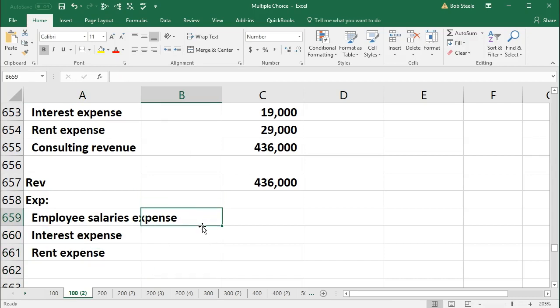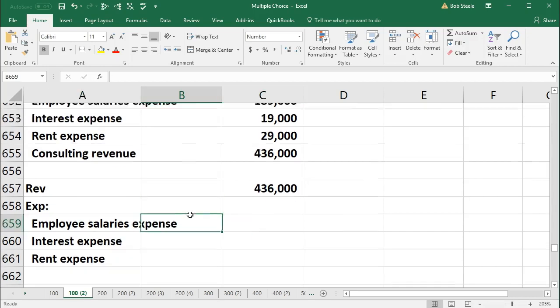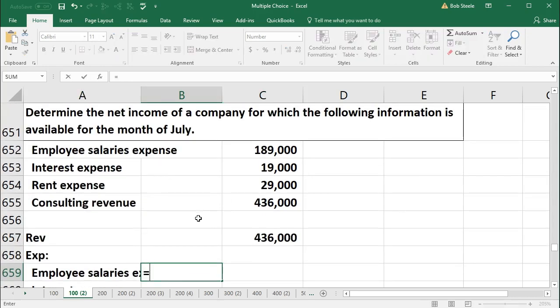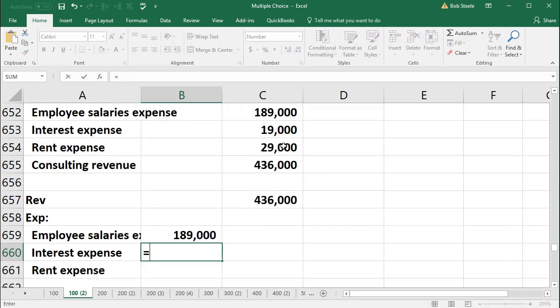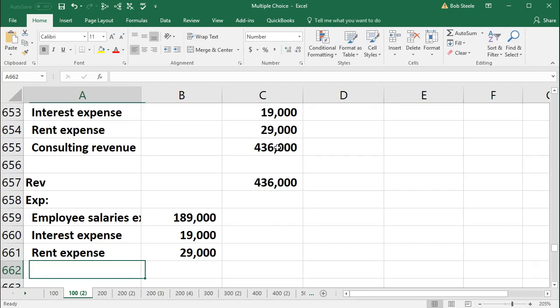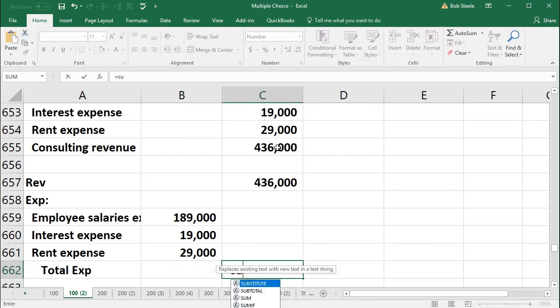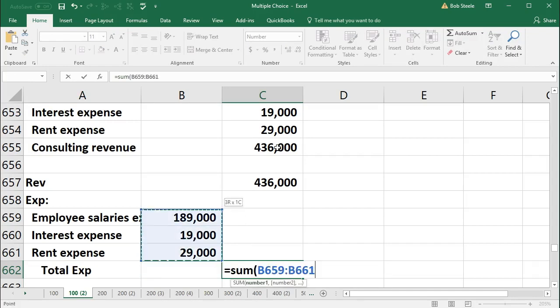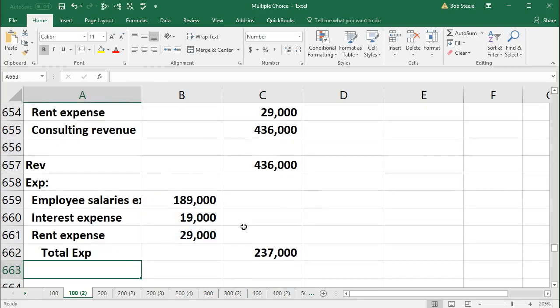But just note, if you put them in this format, then once we have our categories, I'm just going to pull these into the inside so that we're going to bring down the employee salaries. We're going to say that the interest expense was the $19,000 and the rent expense was the $29,000. And then we're just going to sum those up. I'm going to say total expenses and sum those up in the outer column. So we're just adding up the $189,000, the $19,000, and the $29,000, providing us with the $237,000.